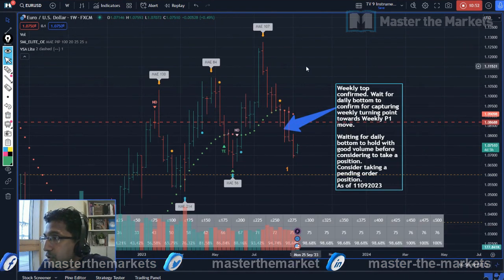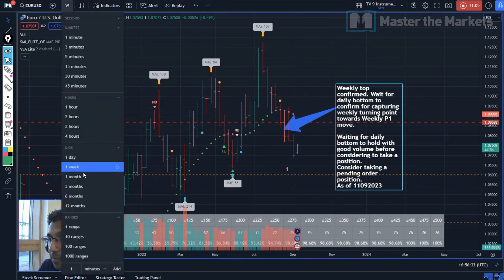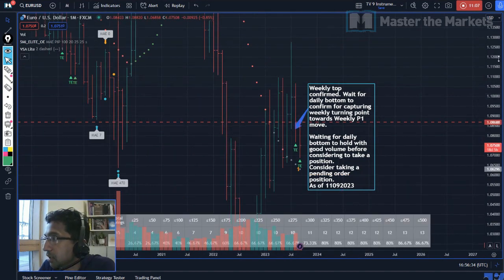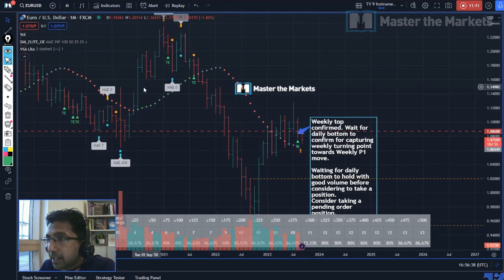And what's the reason for considering that? Because we are taking a look at the weekly bottom confirming and becoming a phase 1 move. That's what we are taking a look at. Now, in terms of monthly, I'll just quickly take a look. Monthly is the same picture as well. So, got to be a bit wary of that, is all I would say.